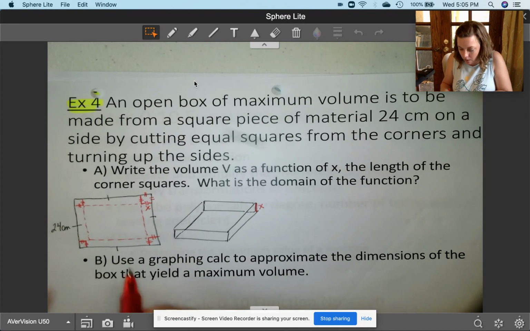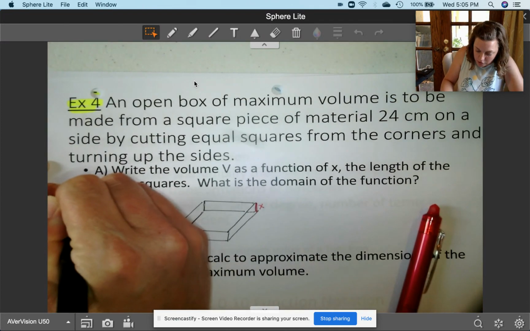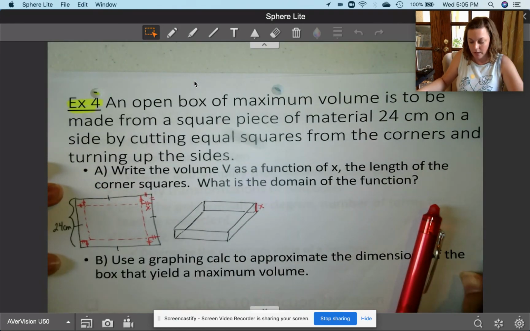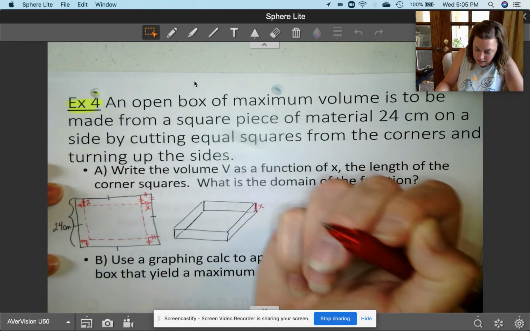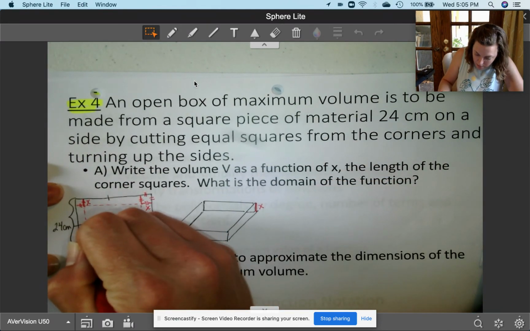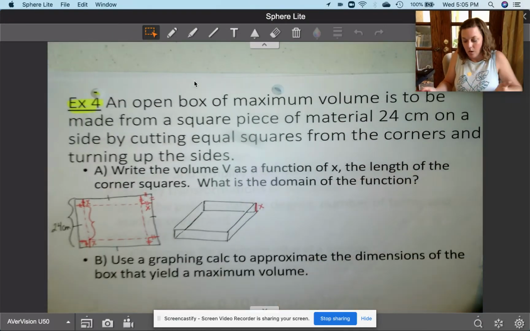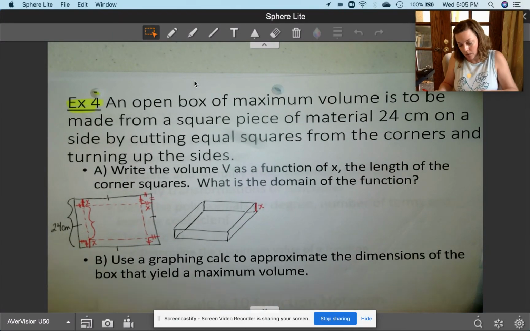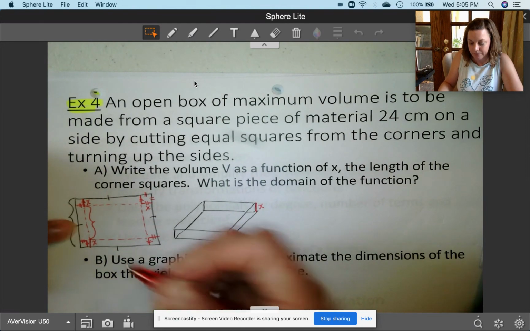But let's figure out what is. We know the whole length started as 24, but we cut out this length X, and we cut out this length X. So then we want to know what is, when we fold up that side, we cut away that material, how long is this remaining piece here?